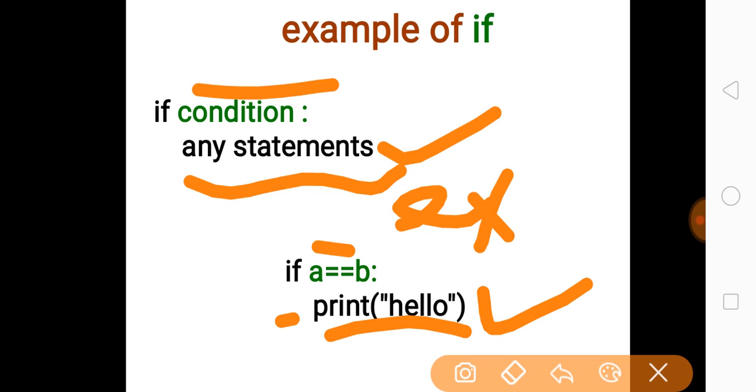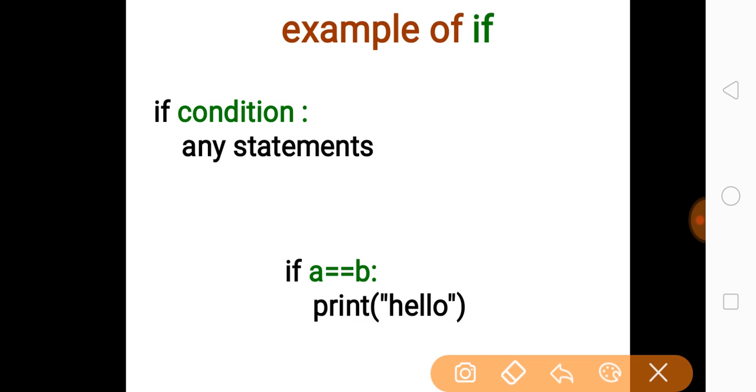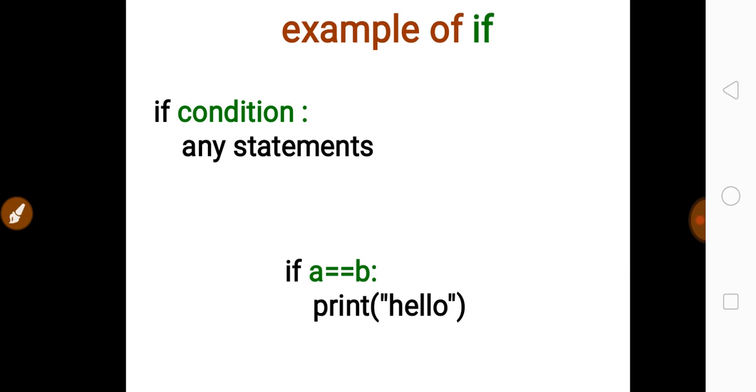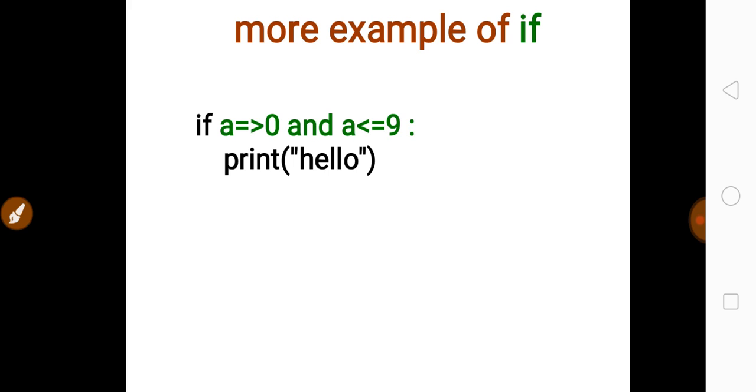For example, if the value of a is 4 and the value of b is 5, in this case this statement will not run, because both values are different. If the value of b is 4, in this case the statement print hello will run, and on the output screen you will get hello. Okay, so let's see some more examples of if.